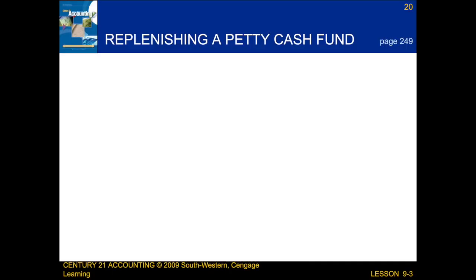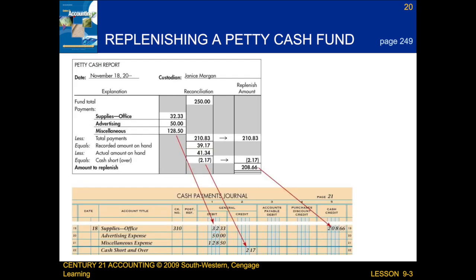Next, we're going to be talking about replenishing a petty cash fund. When we replenish a petty cash fund, there are a few steps that we follow. First, we write the date, which is November 18th, in the date column. Next, we write the account titles, which are supplies-office, advertising expense, miscellaneous expense, and cash short and over in the account title column. After that, we write the check number, which is 310, in the check number column.